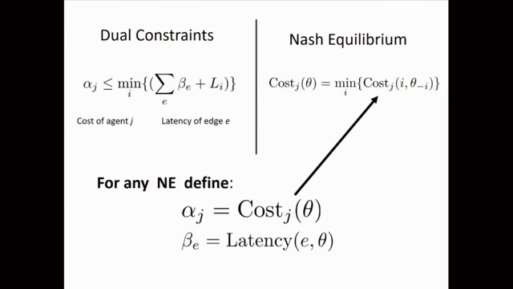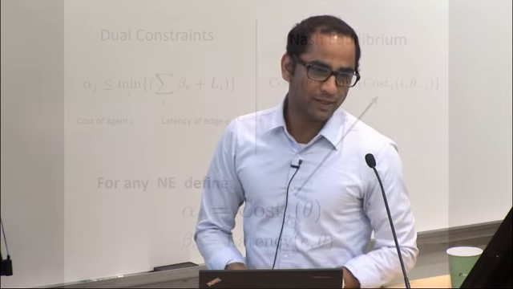So there is some outcome. This is a Nash equilibrium. I'm not making any assumptions on this Nash equilibrium. And player j incurs some cost. Just define alpha j to be that quantity. And in this outcome, beta e is the latency on this edge. Okay, so what happens if I define it like this?